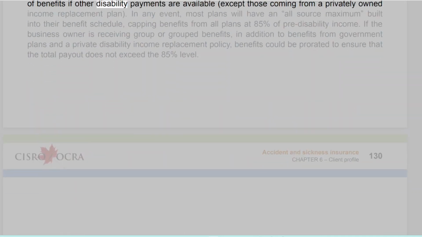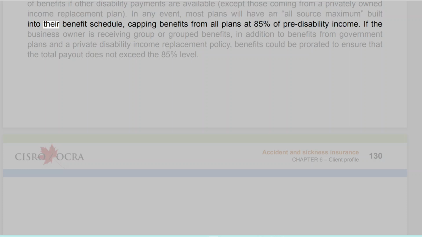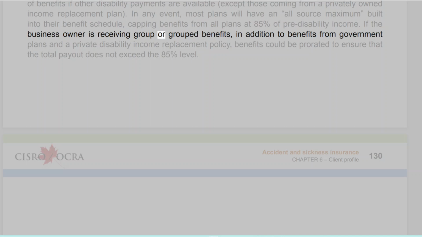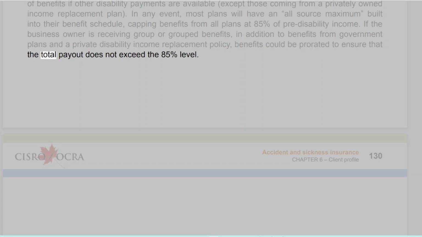Some plans will reduce benefits if other disability payments are available, except those coming from a privately owned income replacement plan. In any event, most plans will have an all-source maximum built into their benefit schedule, capping benefits from all plans at 85% of pre-disability income. If the business owner is receiving group or grouped benefits, in addition to benefits from government plans and a private disability income replacement policy, benefits could be prorated to ensure that the total payout does not exceed the 85% level.